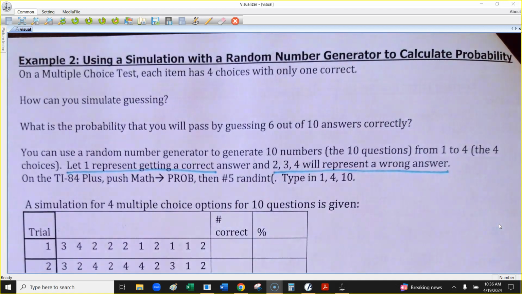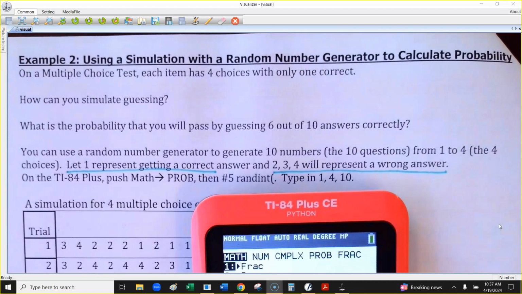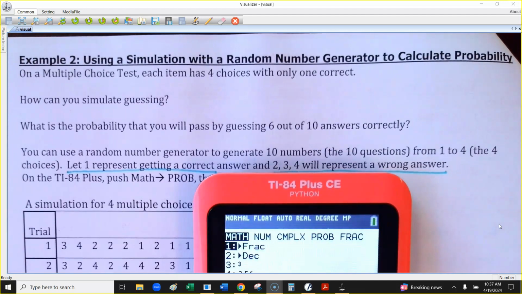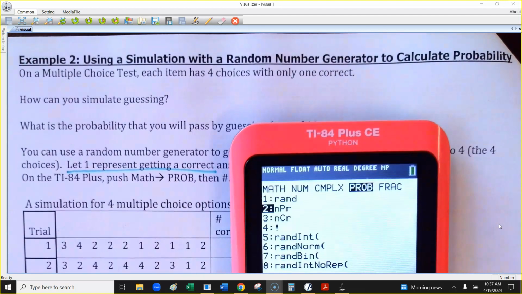If you want to actually try this yourself, the little directions for doing this are down on the bottom. If you do math and then the probability menu, I don't know if the scientific will do this. I'd have to come look at it. So probability menu, and then there's this number 5. It might be a different number on your screen, but that stands for random integer. So R-A-N-D and then I-N-T, random integer. I'm going to hit enter.